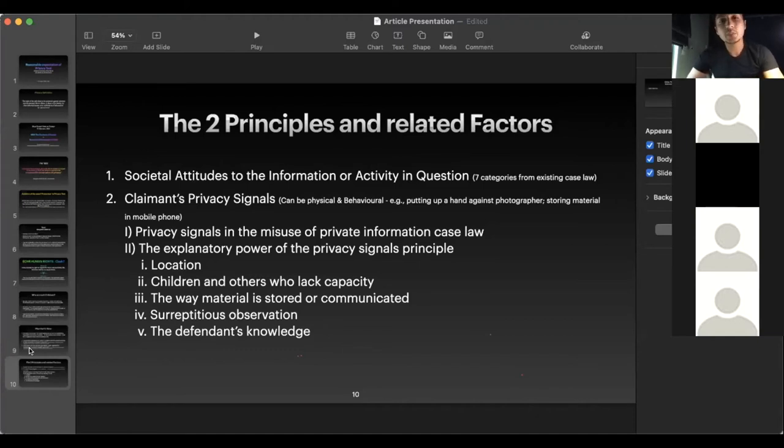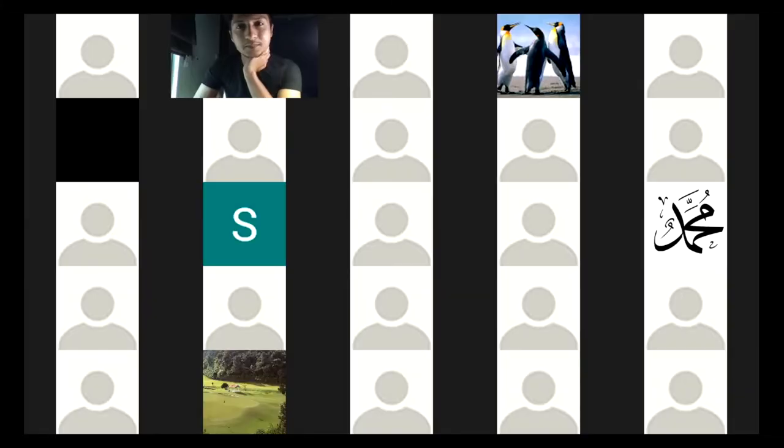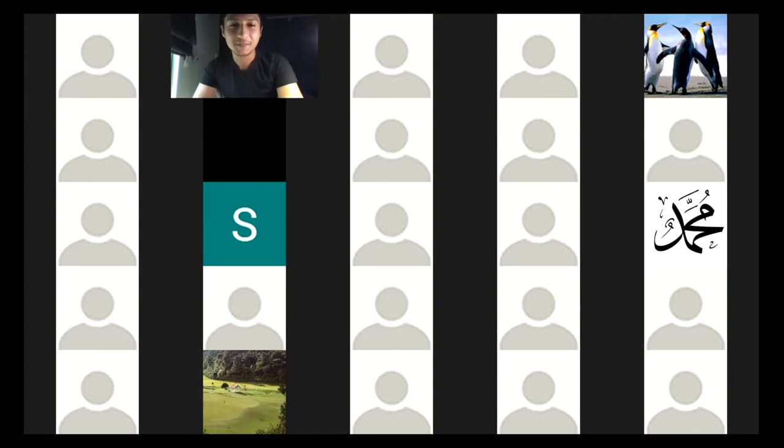The first one, the privacy signals in the misuse of private information case law, we'll look at from the article. So any questions? No questions. Yes, I have one question.